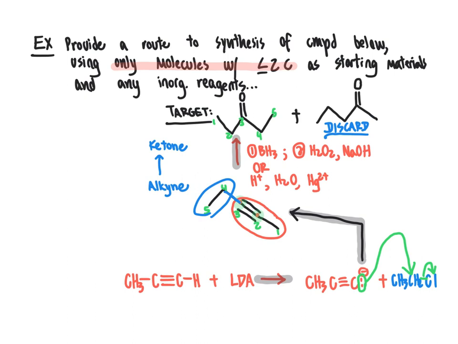And then we still have to work backward a bit more from there because we have a 3-carbon alkyne here that we're using as our starting material, and we need to work backwards until we're only using molecules with 2 or fewer carbons.